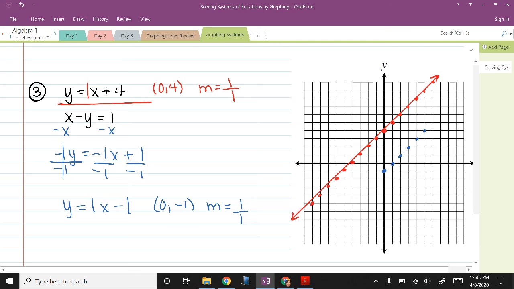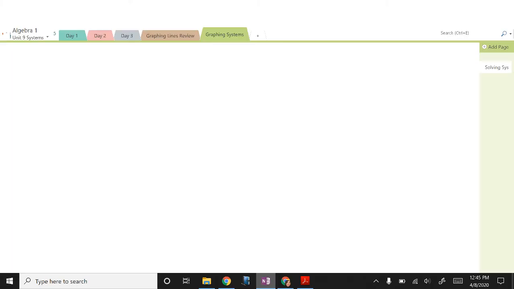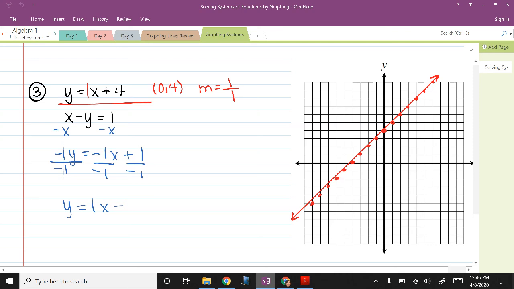So again, we see we're not crossing in that direction. So I'm going to go in the other direction. It just doesn't like that problem. Anyway, it's not crossing in that direction. And if I go backwards, it's not crossing in that direction either. So I'm just going to go ahead and graph the line.